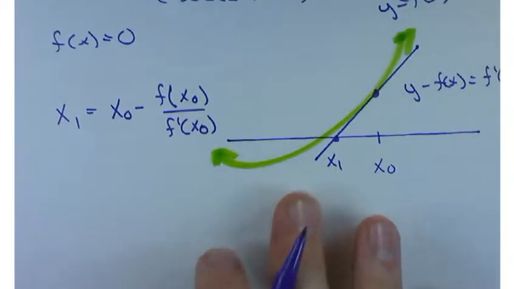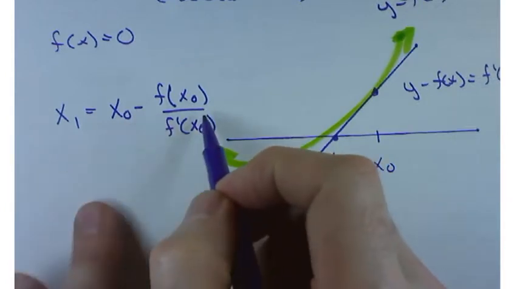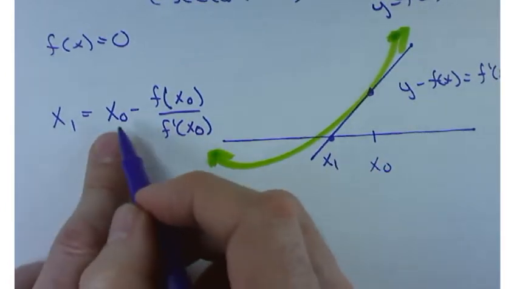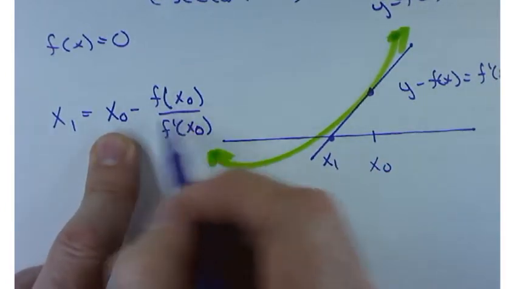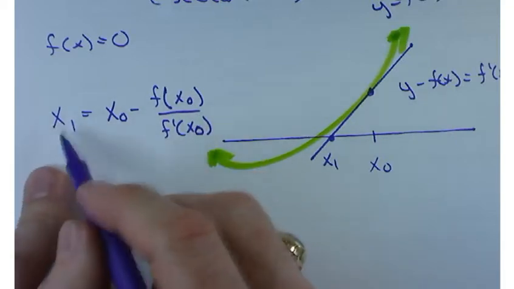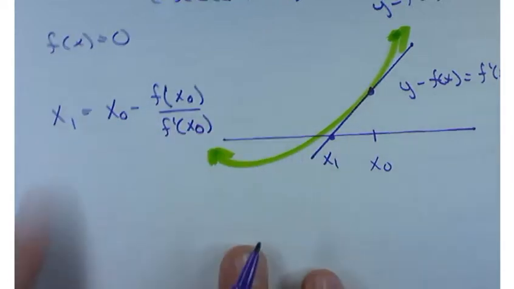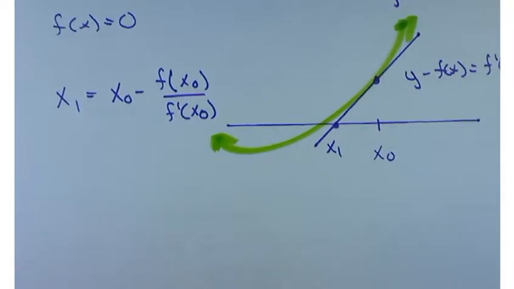So that's how you take your old guess and update it to get a new guess. So here's your old guess, and you subtract off this little bit of a correction factor to get an improved guess. And once you have that one, you feed it back into this loop and start that process all over again.